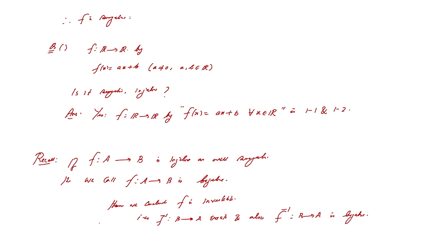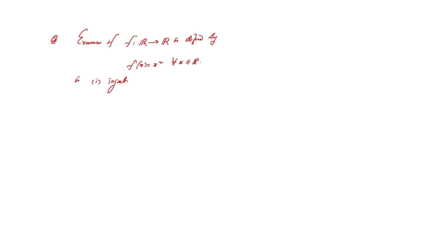Now we come to another important question. Examine if f, a function from R to R defined by f(x) = x square for all x belongs to R, is injective and surjective in R. That we need to examine.